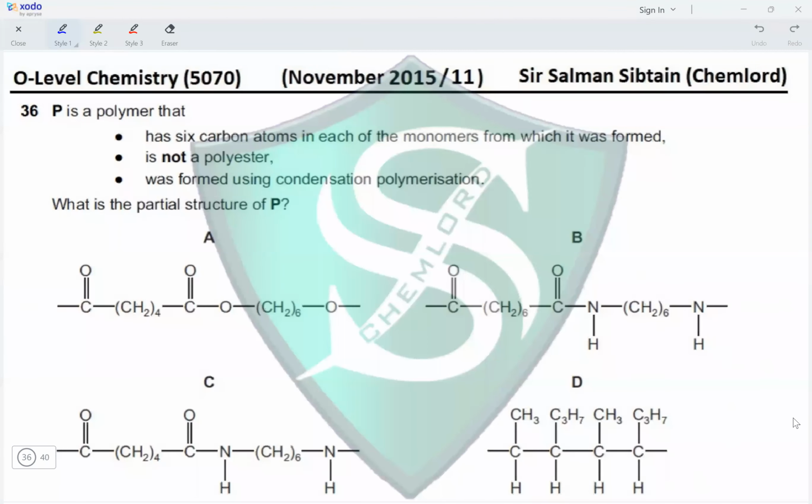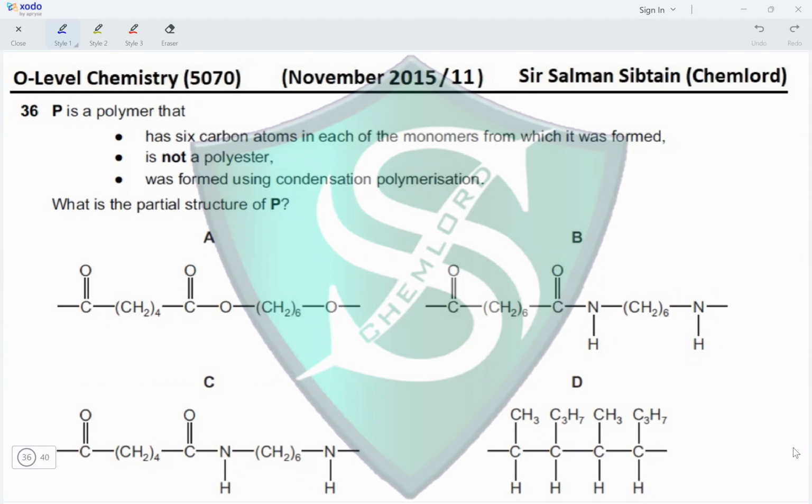Question 36. P is a polymer that has 6 carbon atoms in each of the monomers from which it was formed, is not a polyester, and was formed using condensation polymerization. What is the partial structure of P? So in the partial structure of P, we have in option A an ester bond present, which should not be there.